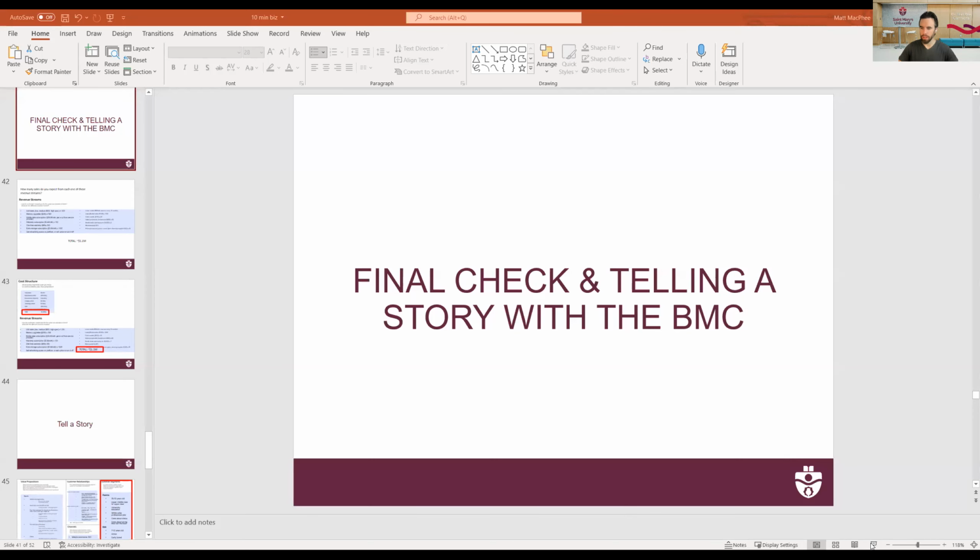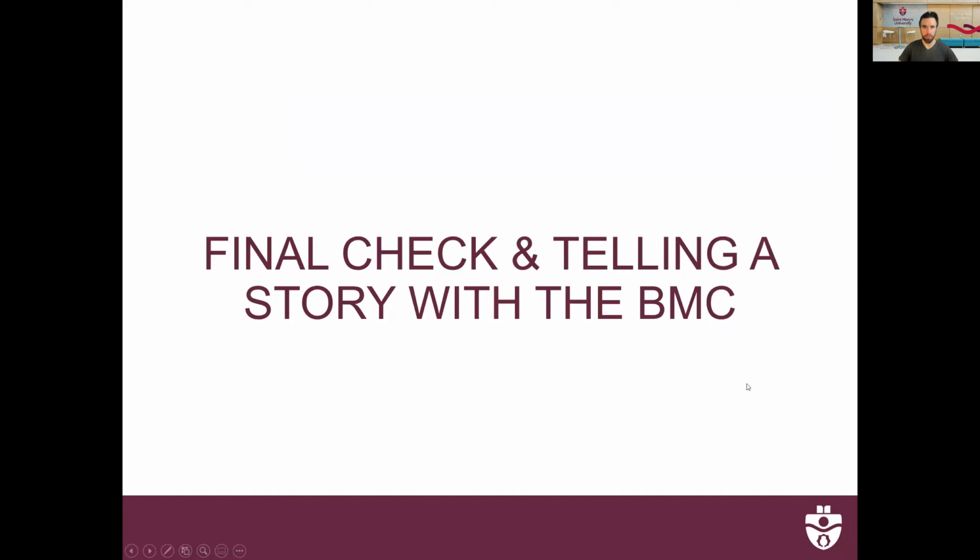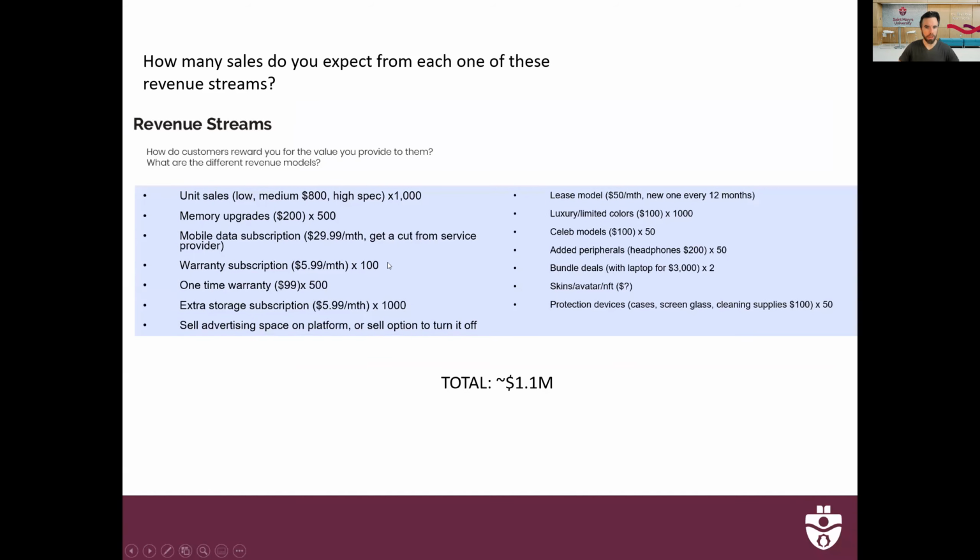So the whole idea, like I said at the outset of the first video, is that the Business Model Canvas is primarily a brainstorming template and a storytelling tool. Sometimes you're telling a story to somebody else. Sometimes you're telling yourself a story. So let's see if we can tell a story with the Business Model Canvas we used to create our fake tech toy for students. But first, we're going to talk a little bit about a quick revenue check.